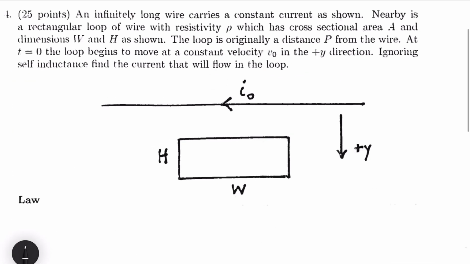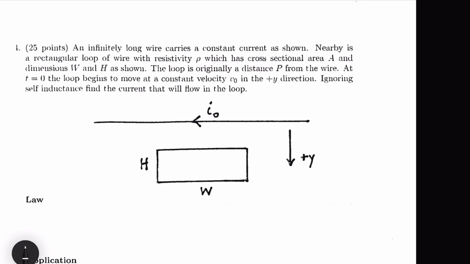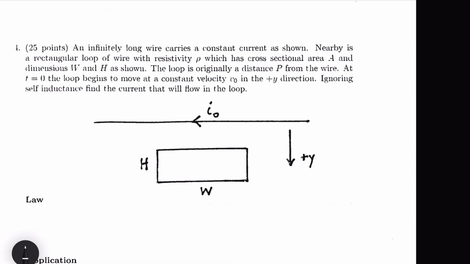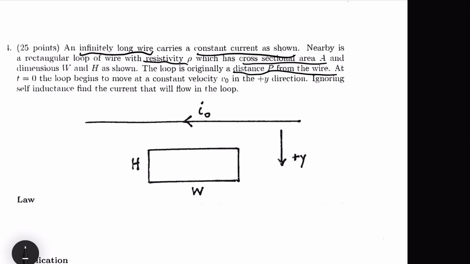So now for this part, this is one where it has a little bit of BS, because you need to understand a Cal 3 chain rule for this question, but let's start with it either way. An infinitely long wire carries a constant current as shown, so it carries a current of I naught. Nearby is a rectangular loop with resistivity rho and a cross-sectional area A. It has dimensions W and H as shown. The loop is originally a distance P from the wire. At t equals 0, the loop begins to move at a constant velocity v naught in the y direction. Ignoring self-inductance, find the current that will flow in the loop.